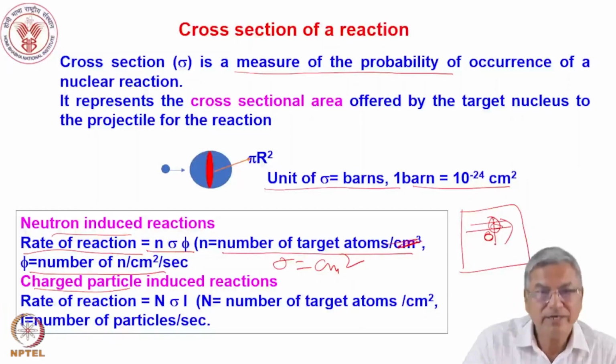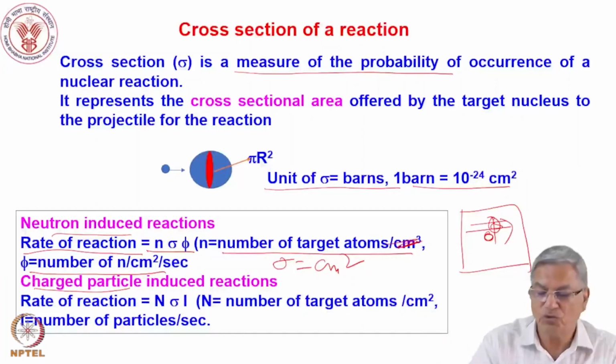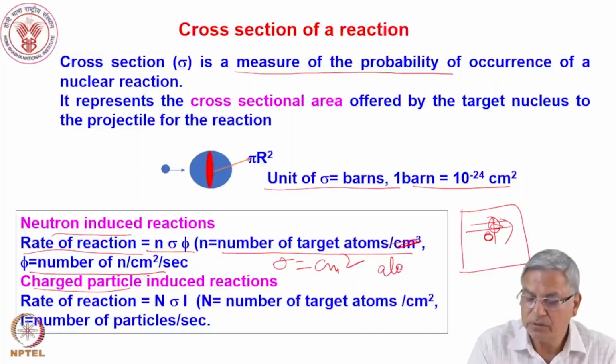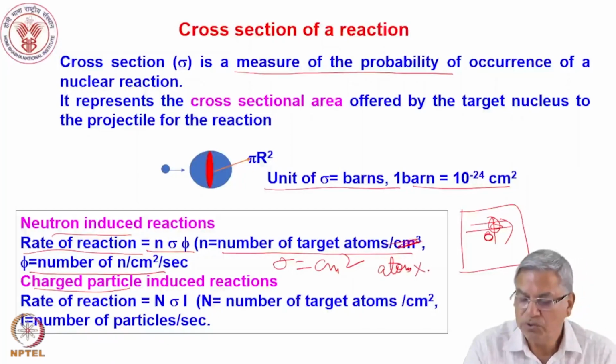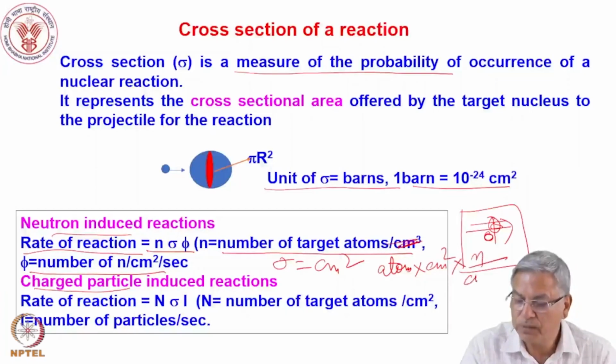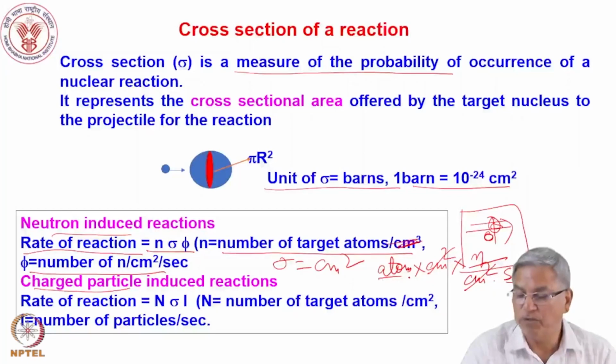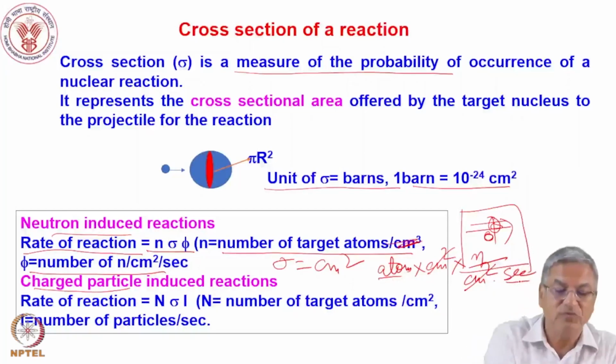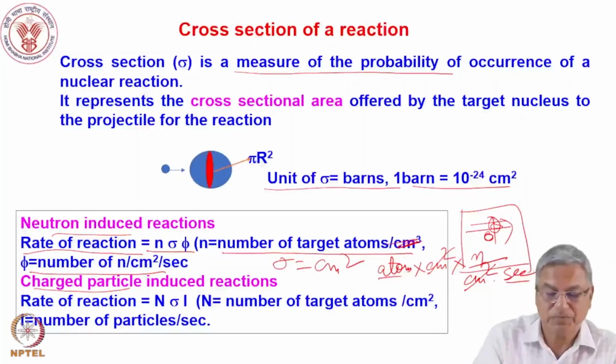So N into sigma into phi, flux, is the rate of a reaction. If you see here, the units will match: atoms into centimeter square into neutrons per centimeter square per second. So the centimeter square cancels, and it will be atoms per second. So this many atoms are formed per second. That is the rate at which the reaction takes place.